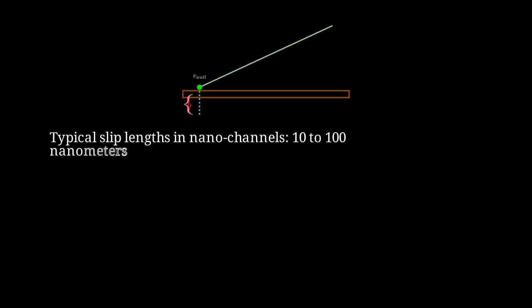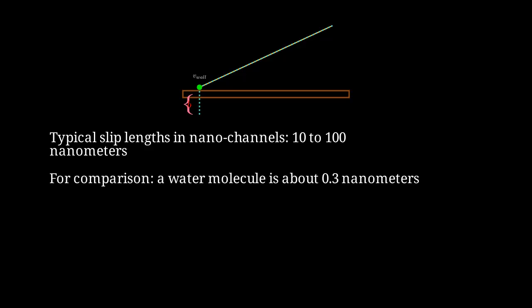In nanochannels, typical slip lengths range from 10 to 100 nanometers. This might sound tiny, but when your channel is only 50 nanometers wide, a slip length of 20 nanometers is huge. To put this in perspective, a single water molecule is about 0.3 nanometers across, so a slip length of 100 nanometers represents about 300 molecular diameters.